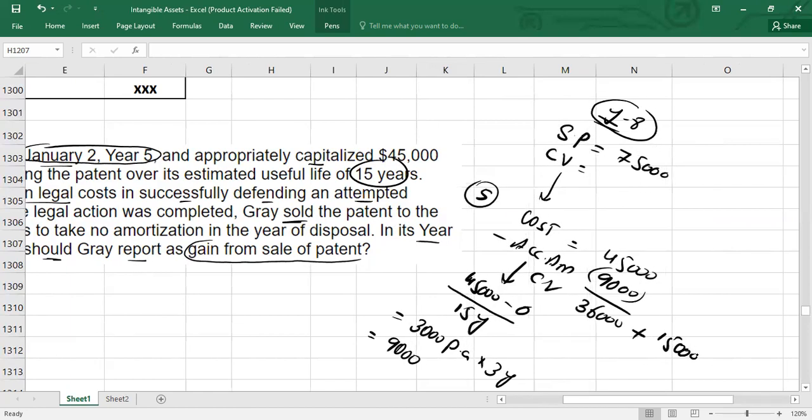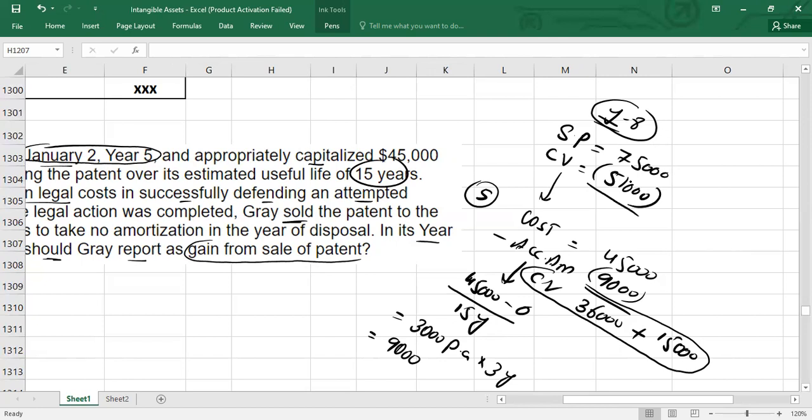$100,000. Because you should capitalize, your total carrying value is 36 plus 15, which is going to be $51,000. This is your total carrying value. And your sale proceed is 75,000.